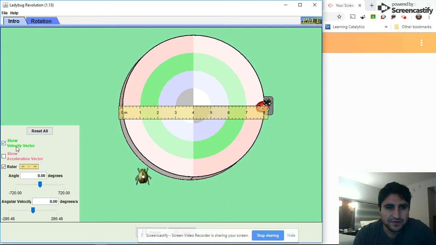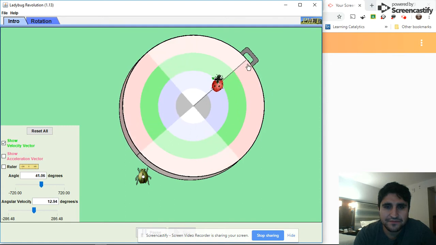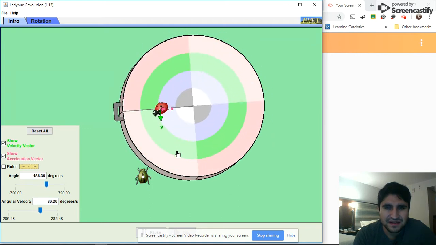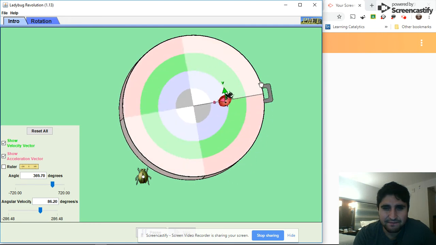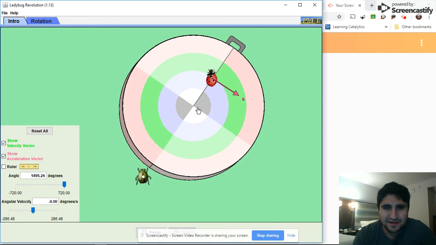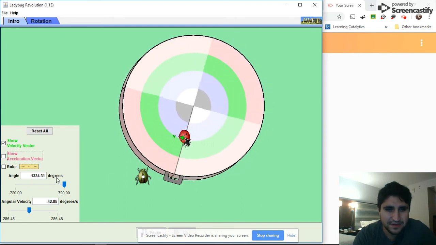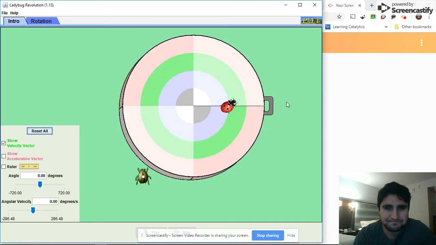Here's the thing that you guys saw earlier. So let's play around with it. You can move the ladybug and you can spin this thing. When you first open it up, you can spin it and you'll see two arrows, an acceleration and a velocity. Let's get rid of the acceleration one, and let's reset it and start it over.